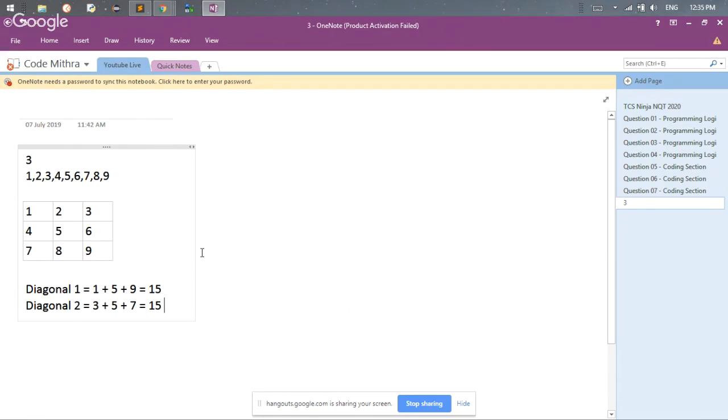Yes, I will provide data structures, Karthik. Don't worry about it. That's what I was telling from the beginning. You don't have to worry. I'll give you the data structures part.